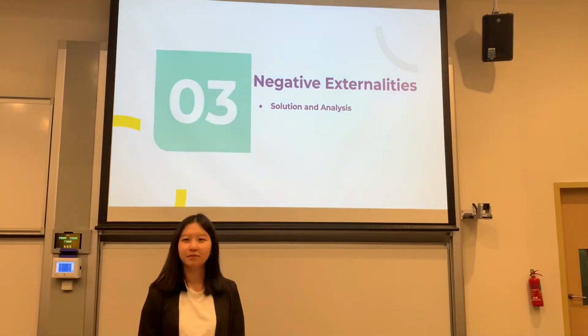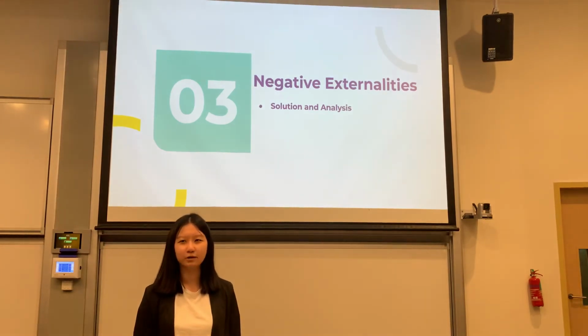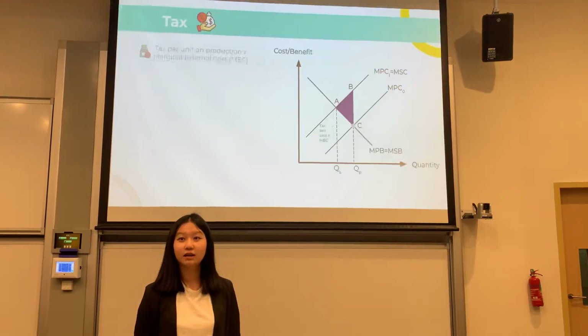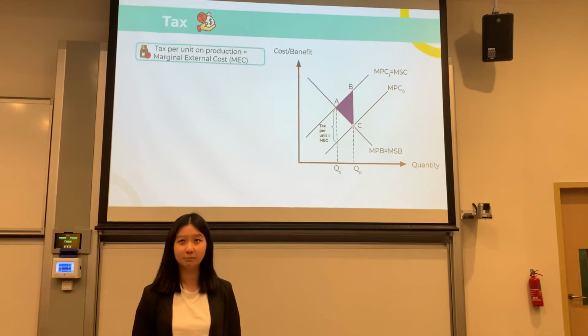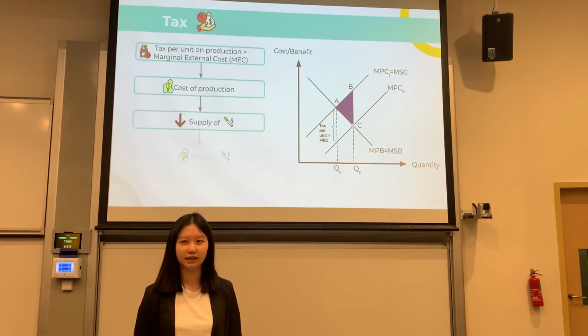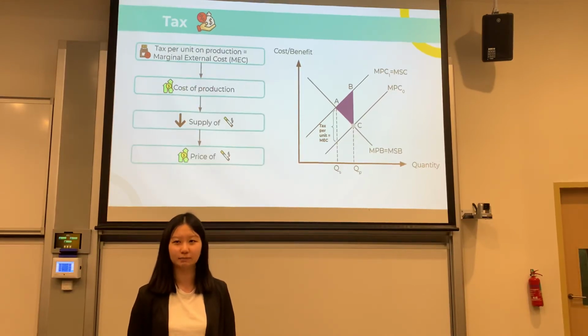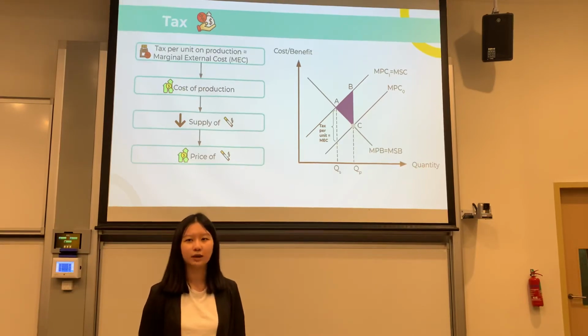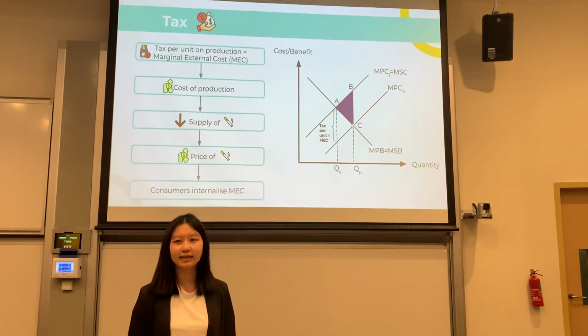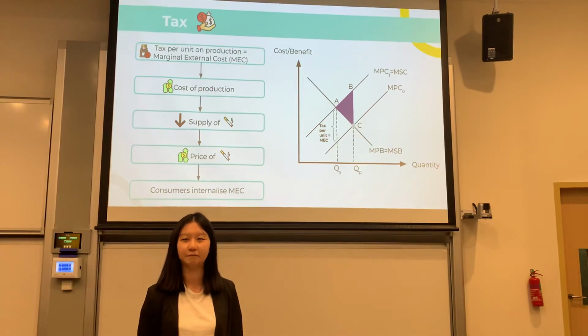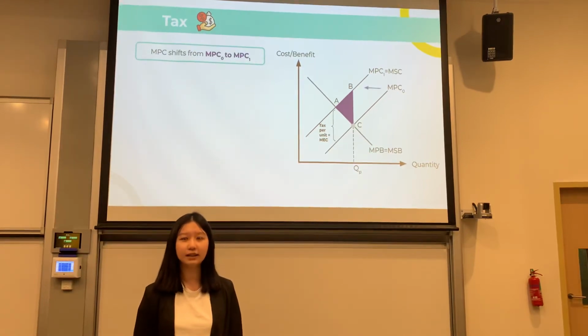Thank you, Dominic. To resolve this issue of negative externalities, tax and quota can be used to decrease the consumption to a socially optimal output. First, the government could impose a tax per unit on production that is equal to the marginal external cost. The tax increases the cost of production, and thus firms will cut down the supply of cigarettes. Consumers will now pay a higher price as they internalize the external cost in their decision making. Thus, MPC shifts from MPC 0 to MPC 1.